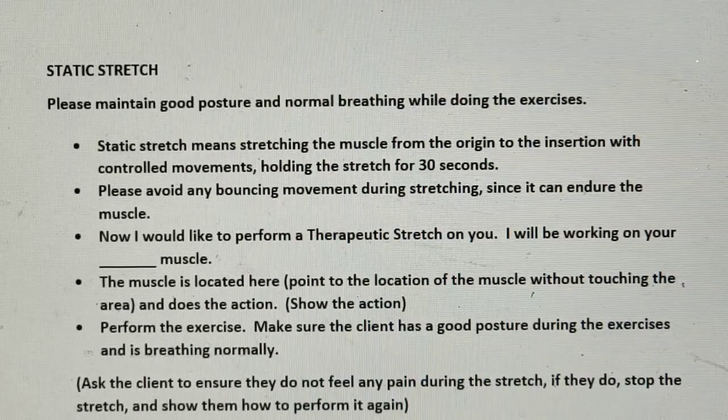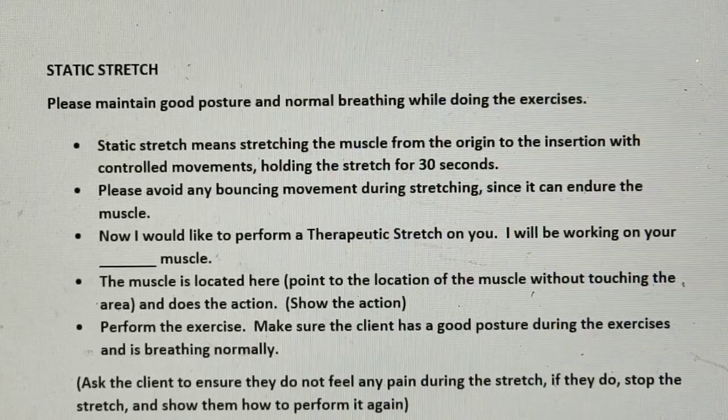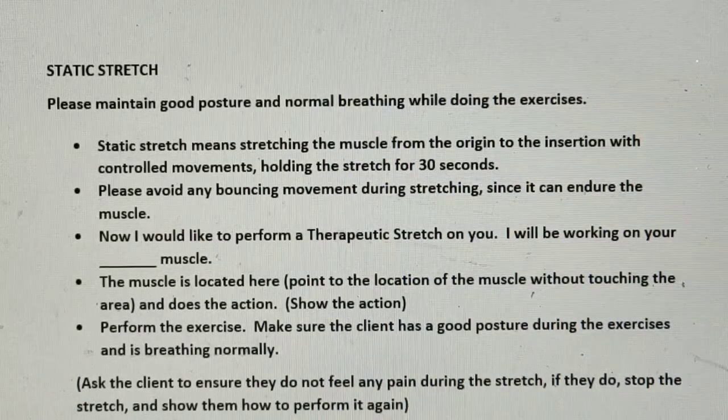Now you're going to say, I would like to perform a static stretch on you. You say which muscle you will be working on. If it's the deltoid, you say deltoid muscle, and then you locate the muscle without touching the area, and you show the client the action of the muscle. These are very important points in the exam. So you perform the exercise, making sure the client has good posture during the exercise and is breathing normally.